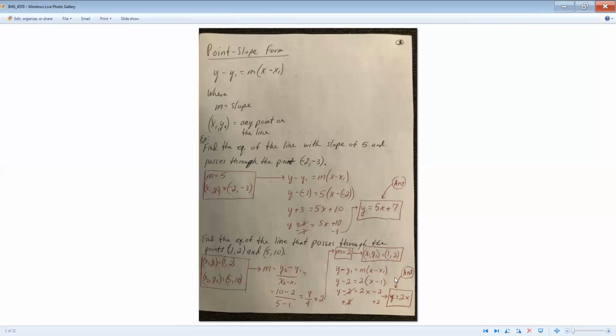Distribute my 2, so that's y minus 2 equal to 2x minus 2. Add 2 to both sides. And my final equation is y equal to 2x.